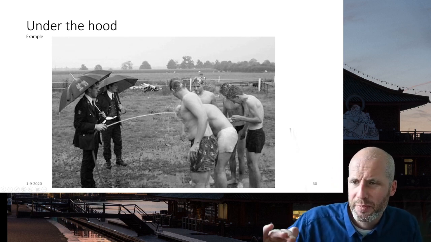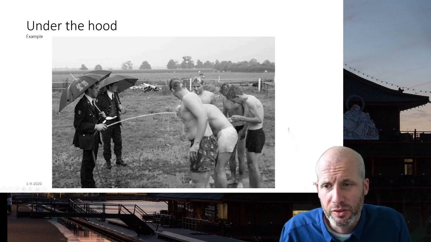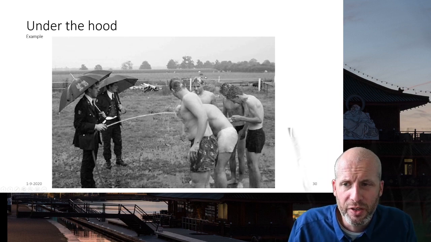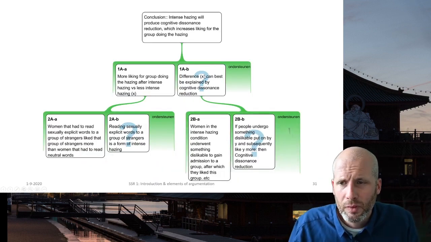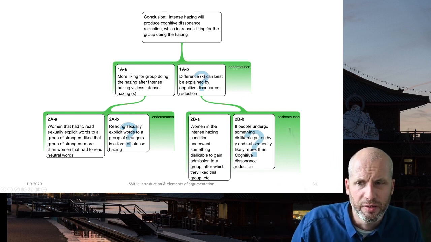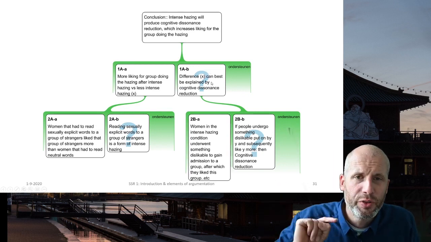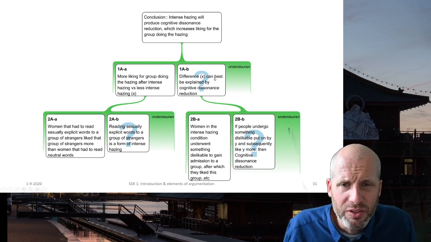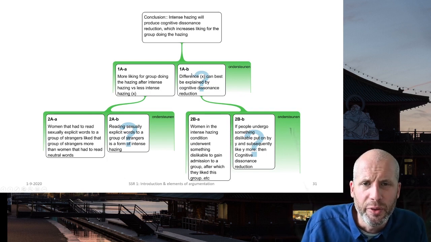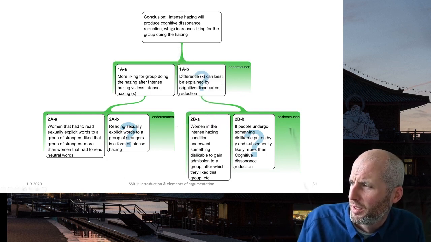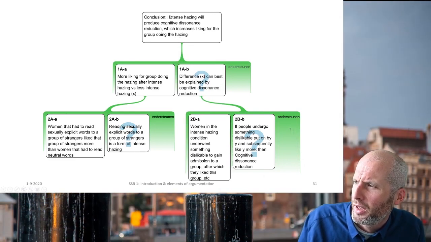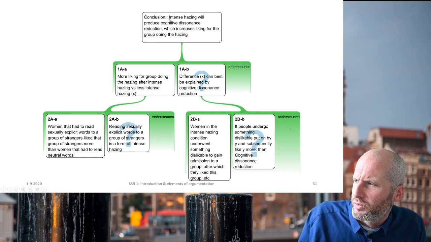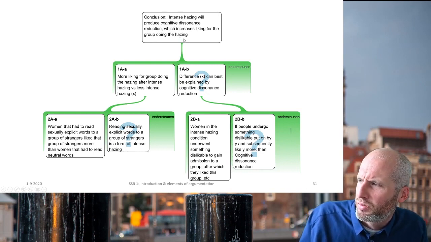So what you perhaps used to do back in the day when you were first-year students is think, well, okay, people did research on that, and they compared two groups, and the conclusion would be that cognitive dissonance reduction is in fact a process taking place. What I want you to be able to do after this course is think about what happens under the hood, right? So this would be the hood of the car, in a manner of speaking, in which the authors draw a conclusion. Intense hazing will produce cognitive dissonance reduction, which increases liking for the group doing the hazing.